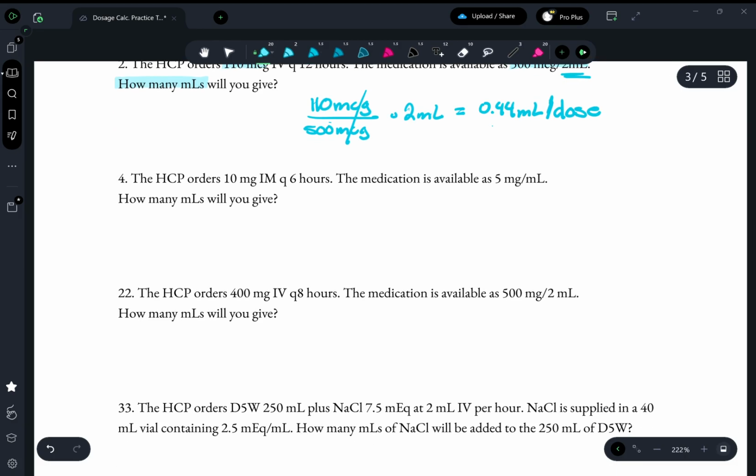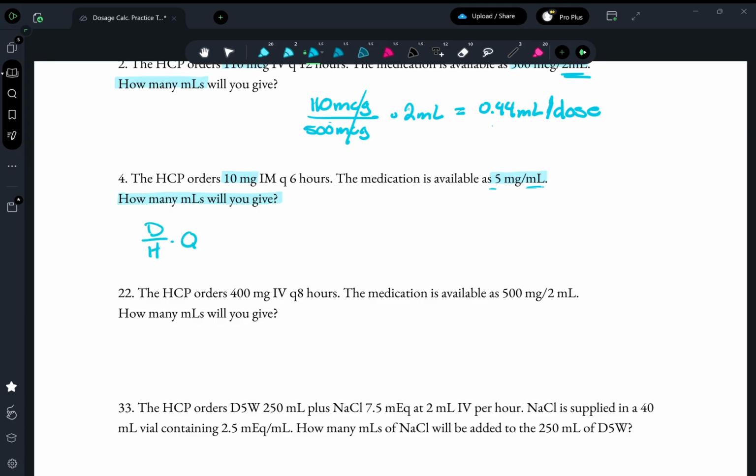Next, we have 10 milligrams available as 5 milligrams per ml. How many mLs are we drawing up? When it's just X amount of milligrams per 1 ml, you don't have to do the whole thing, because it's just going to be this number times 1, or divided by that number times 1. So, like 10 divided by 5 is 2 mLs. That's our answer. We're done. Or you could do 10 over 5 times 1, and then still get it. It's up to you. But when it's a super easy number like this, you can just do it quickly.